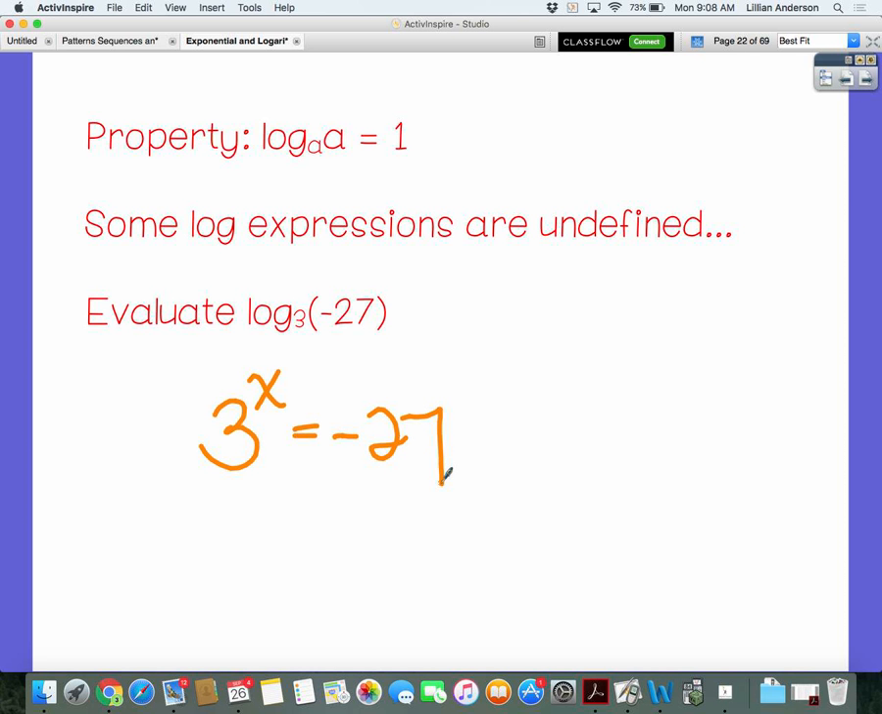So this is how you set it up in exponential form, okay? And you ask yourself, x to what power gives you a negative 27? You can't do it. There's no exponent that's ever going to give you a negative number, at least not with a positive base. Yes, you could rewrite this as negative 3 to the 3rd, but the bases aren't the same. There's no way to bring this negative up to the exponent. You can't do that. Okay?